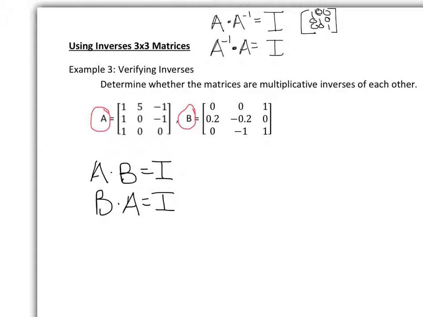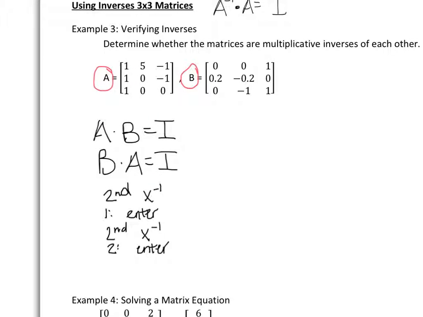In order to do that, you do second x to the negative 1, and then in that very first page it says names. Go select number 1, you press enter, then go back, do it again, second x to the negative 1, and press 2 for matrix B, press enter, and then your screen should show you matrix A times matrix B, and then you can press enter and see what it equals. It gives you the same thing.